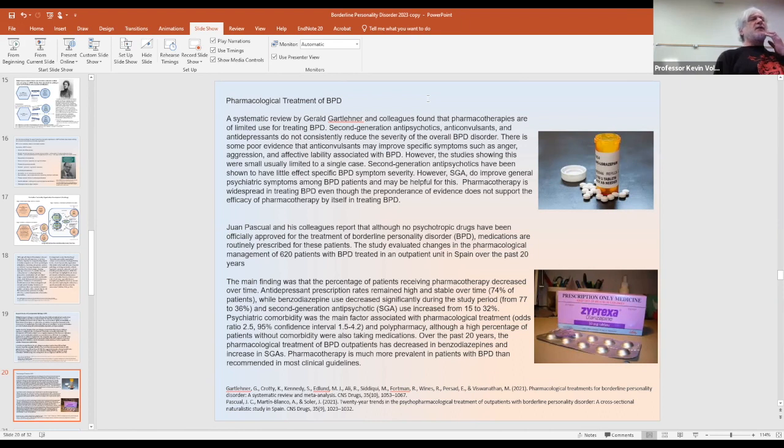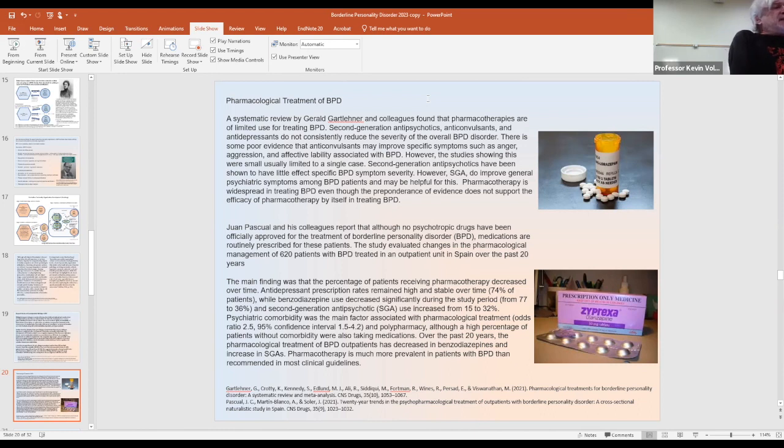Pharmacotherapy is very widespread in treating BPD, even though the preponderance of evidence does not support its efficacy. Okay, so very important to know that. Now, Juan Pascal and colleagues report that although no psychotropic drugs have been officially approved for the treatment of BPD, medications are routinely prescribed for these patients. This study evaluated changes in pharmacological management in 620 patients with BPD in Spain over the past 20 years. The main finding was that the percentage of patients receiving pharmacotherapy decreased over time.